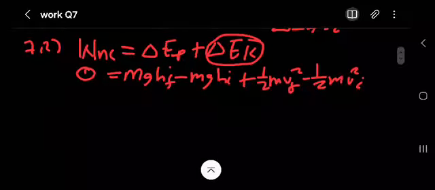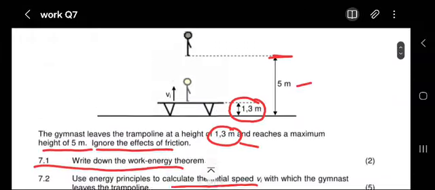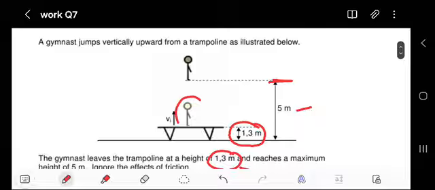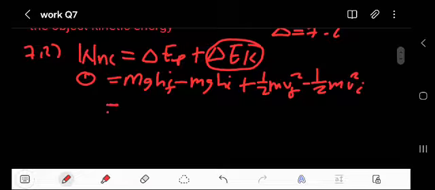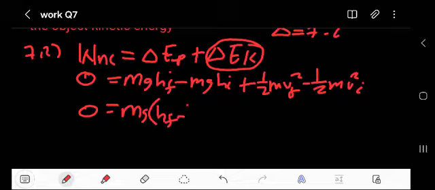Then as you can see, this is one person, simply a gymnast. We have one object, so the mass is the same. Since the mass is the same and gravity is still the same, I can factor out mg, then I'm left with h final minus h initial, plus the kinetic energy terms.